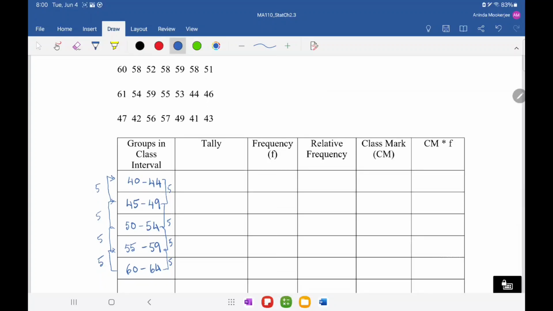So the first value is 60. I'm going to cross that out and put a mark at 60. The next value is 61. I'm going to put a mark here. The next one is 47. Put a mark here. Then we have 58. Should go here. 54 goes here. 42 goes here. 52 goes here. 59 here. 56.